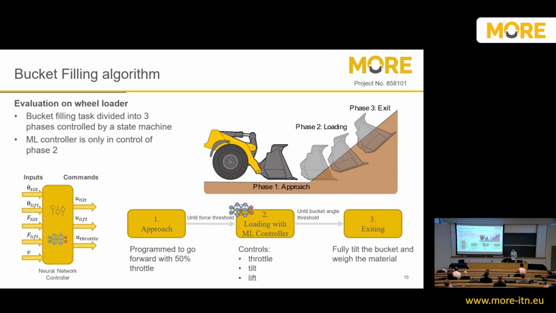Okay, so the things that come from the environment are basically two different forces. Yes. So on the machine we have angle sensors to measure the boom and the bucket angle, and then pressure sensors in the cylinders, and from the pressures we can calculate the forces. For this we use proximal policy optimization.